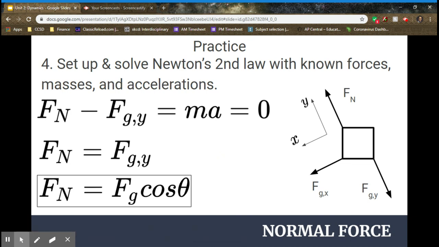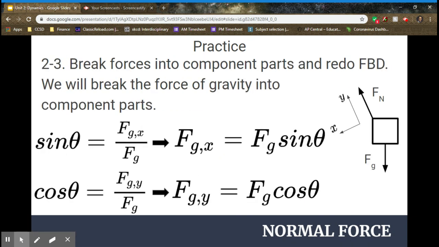Once again, if you're not sure how I got all of this stuff, there are some good resources out there that can help you figure that out. Look up what you can. Maybe just do a Google search about breaking forces into component parts, or breaking vectors into component parts. You'll probably find some good stuff.